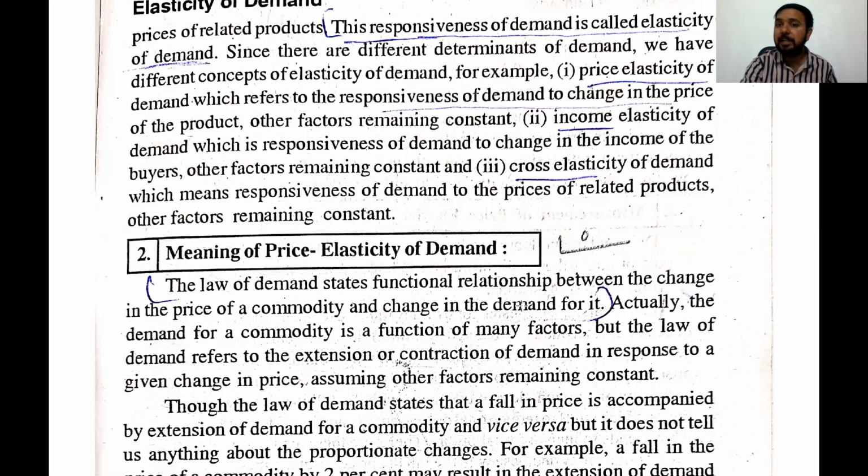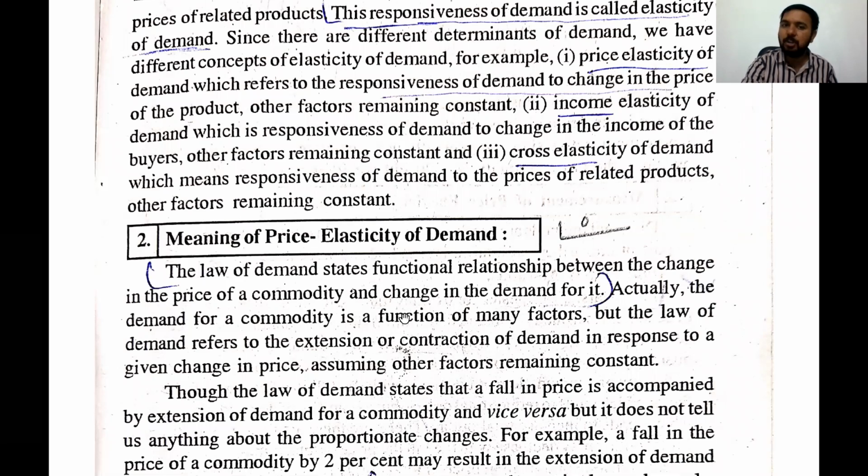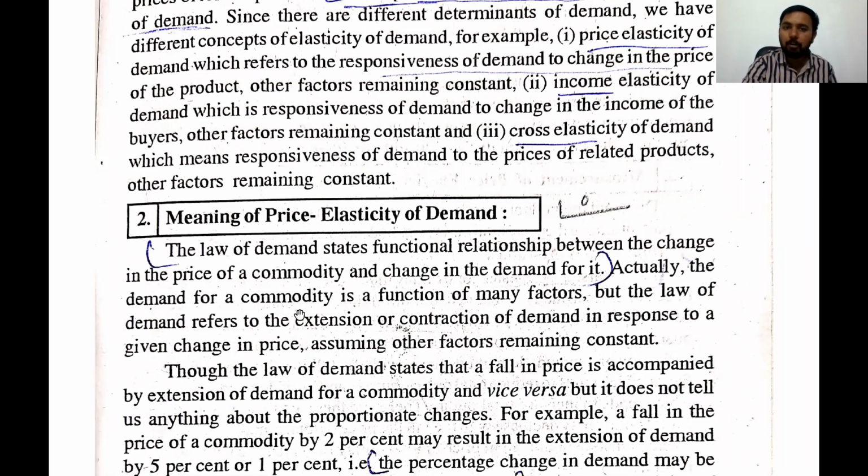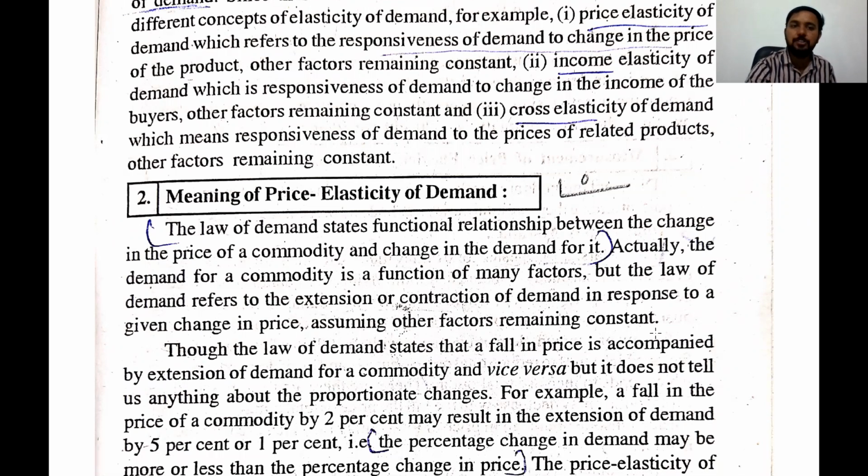the functional relationship between the change in the price of the commodity and the change in the demand for it. Actually, the demand for a commodity is a function of many factors, but the law of demand refers to the extension or contraction of demand in response to a given change in price, assuming other factors remaining constant.